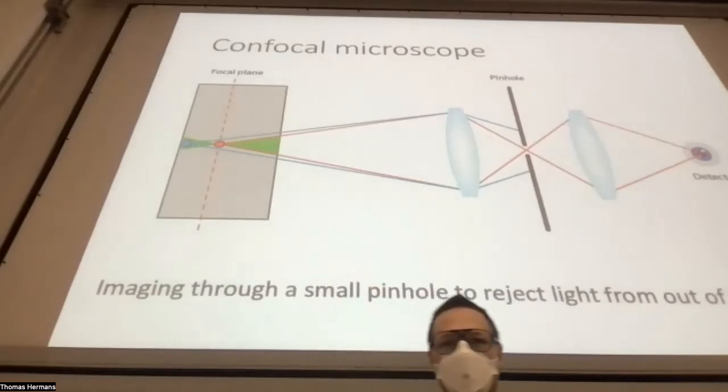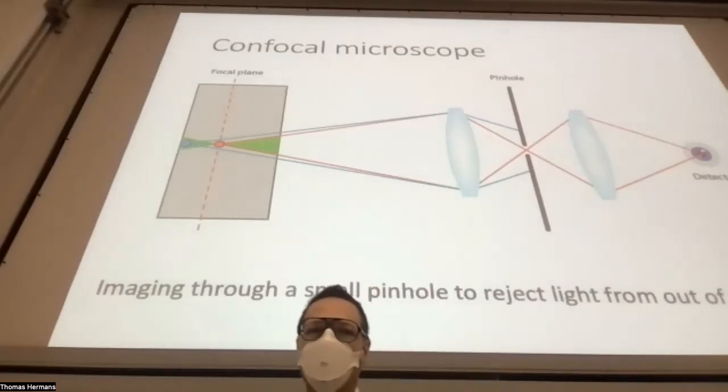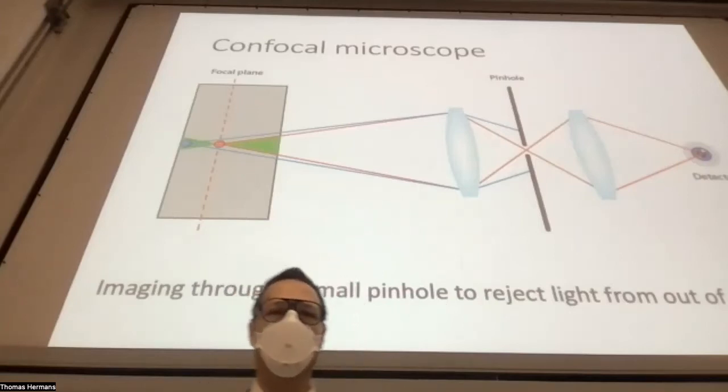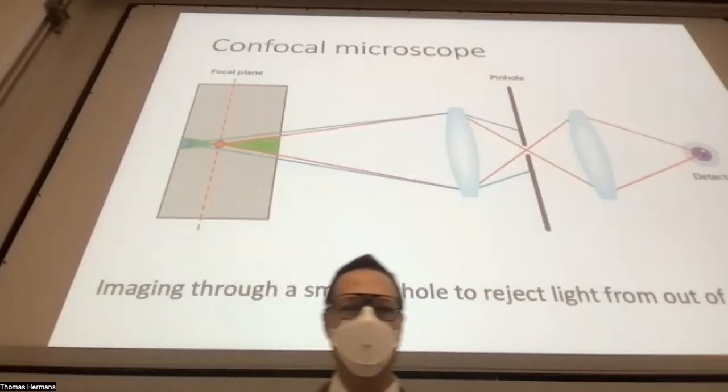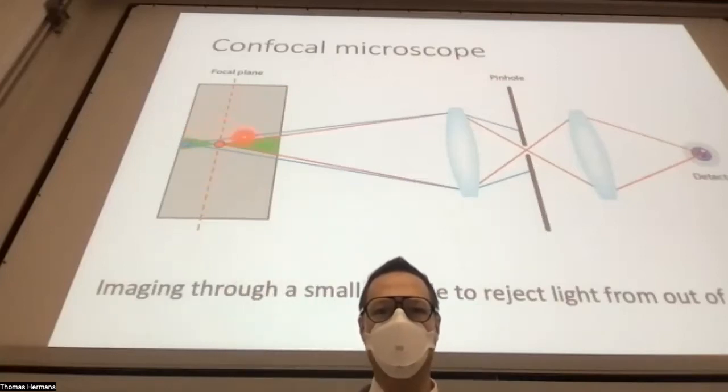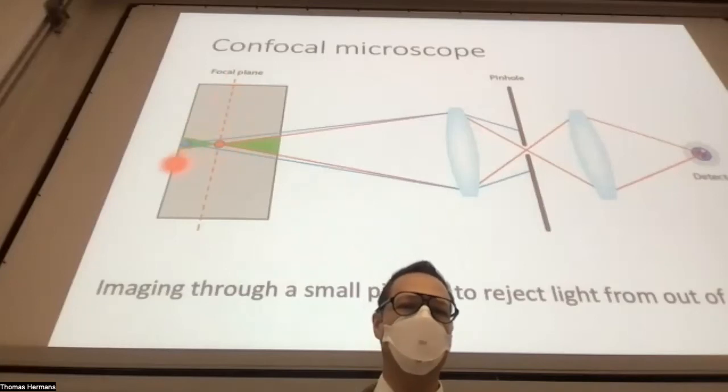So one step up from the fluorescence microscope is called a confocal microscope. In a confocal microscope, you have something new, which is a pinhole. And so what does this pinhole do? Here we have our sample. Now everything is twisted 90 degrees, right? So we have our sample and we have our focal plane.